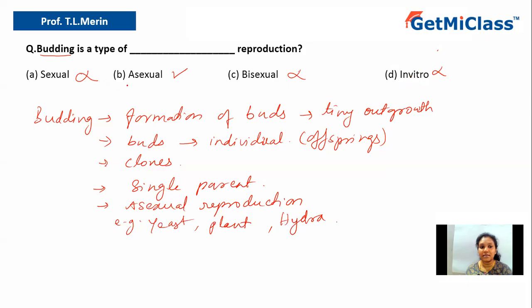So, what is the right answer? Budding is a type of asexual reproduction. So, that is the right answer. So, let us conclude. What is the final answer? The final answer is option B, that is asexual. So, budding is a type of asexual reproduction. I hope you understood the explanation.